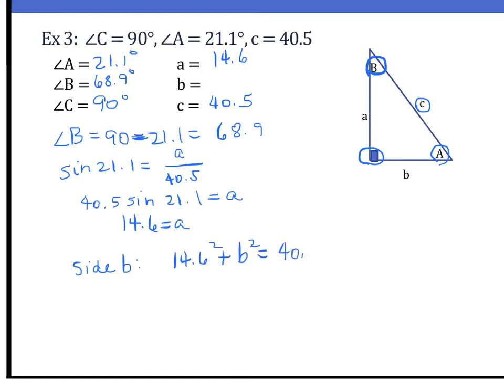So we'll substitute this into the Pythagorean theorem. Square your sides before you subtract. And when you do this, you end up with 1,427.09. And then we will take the square root of that and get our last side, and write it on our list. And then we have solved our triangle.